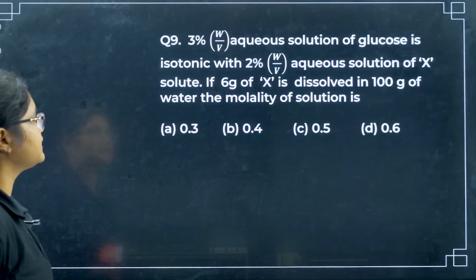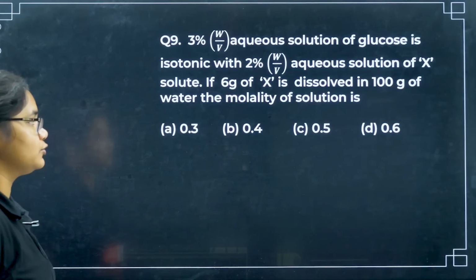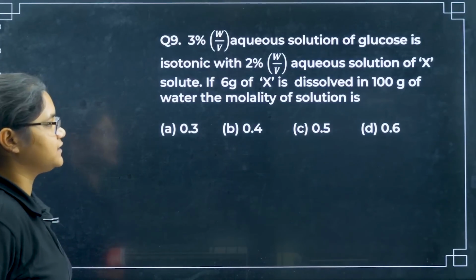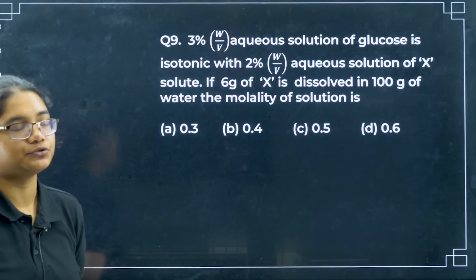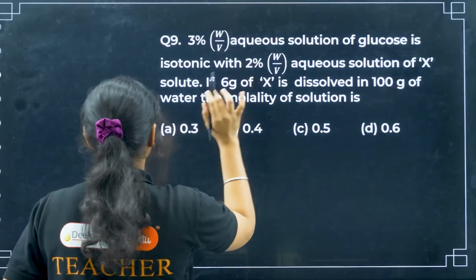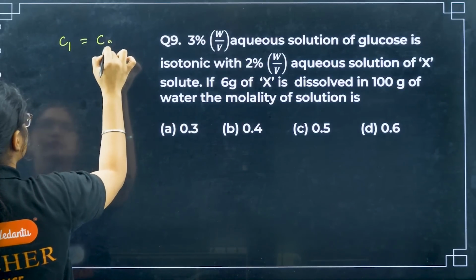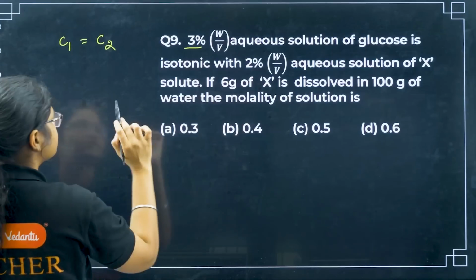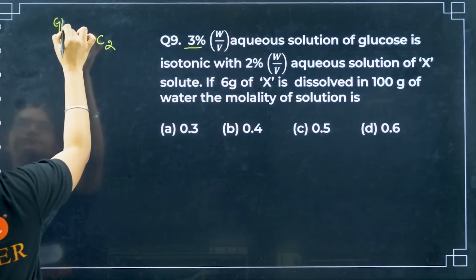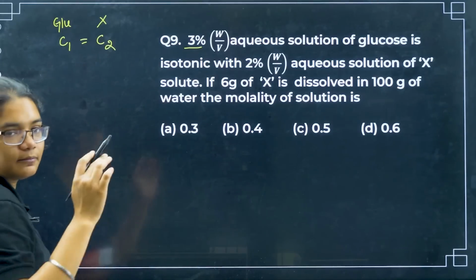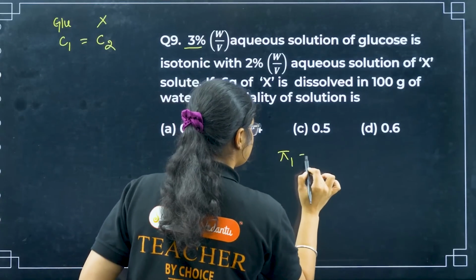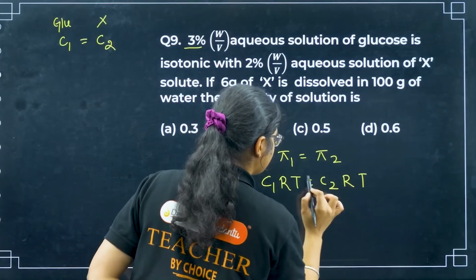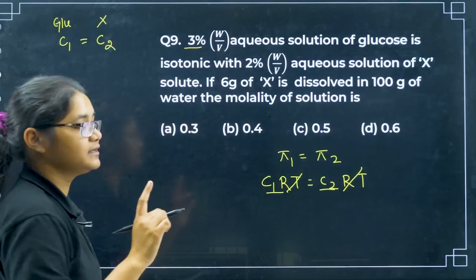Okay, next. A 3% W by V aqueous solution of glucose is isotonic with a 2% W by V aqueous solution of X solute. Now, if 6 gram of X is dissolved in 100 gram of water, the molarity of the solution is? Whenever it is given isotonic, just remember C1 is equal to C2, the molarity will be equal for both of them. Isotonic means pi 1 is equal to pi 2. That means C1 RT is equal to C2 RT. This gets cancelled, so from there I get C1 is equal to C2.